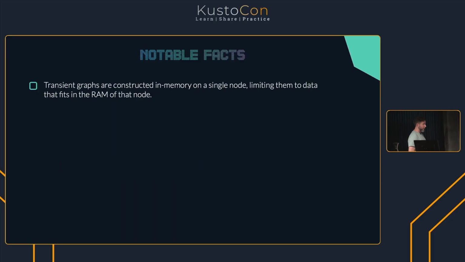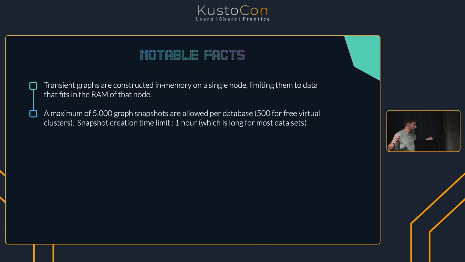Other stuff I found while researching and reading the documentation is it's all in memory on a single node currently. And that also has a sort of RAM limitation. So if you have a huge data set, then you have to think about what you're going to be graphing, because at some point the node will run out of memory and you won't get results. So that's, again, same with a lot of other KQL stuff.